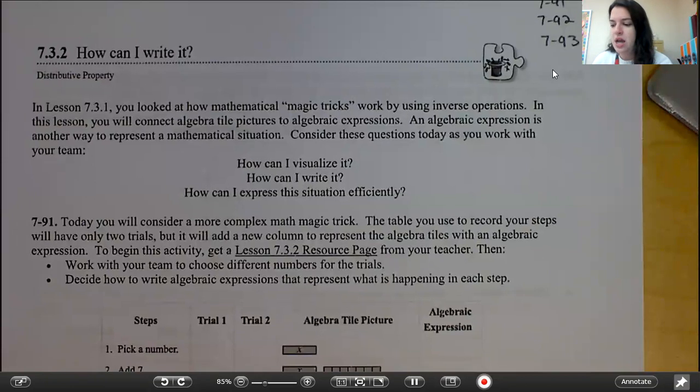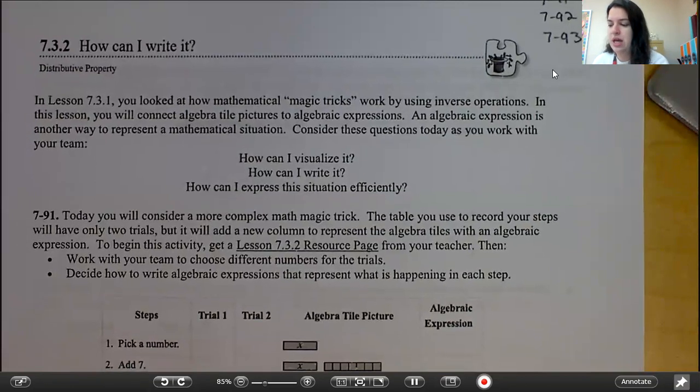Distributed Property. In lesson 731, you looked at how mathematical magic tricks work by using inverse operations. In this lesson, you will connect algebra tile pictures to algebraic expressions. An algebraic expression is another way to represent a mathematical situation. Consider these questions today as you work with your team.